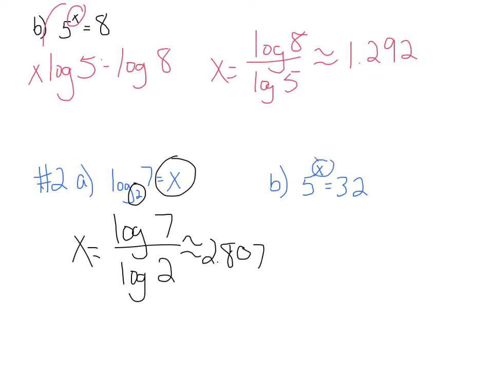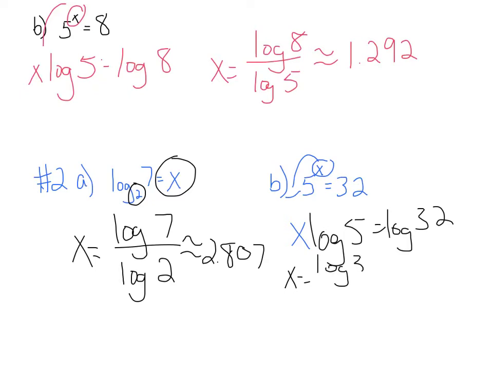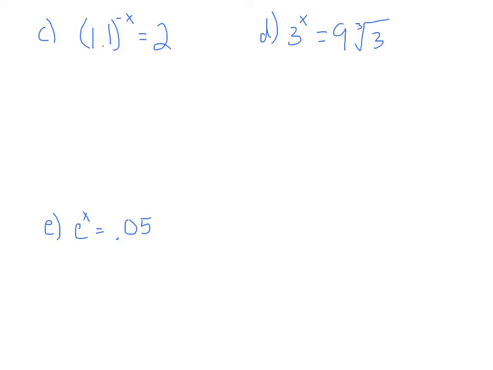Take the little baby, throw it out front, but to do that, what do you have to do? You have to take a log of both sides, which we've done, and then just solve for x. So x is equal to the log of 32 divided by the log of 5. Again, the answer should be somewhere between 2 and 3, because 5 squared is 25, and 5 to the third power is 125. That answer, about 2.153.